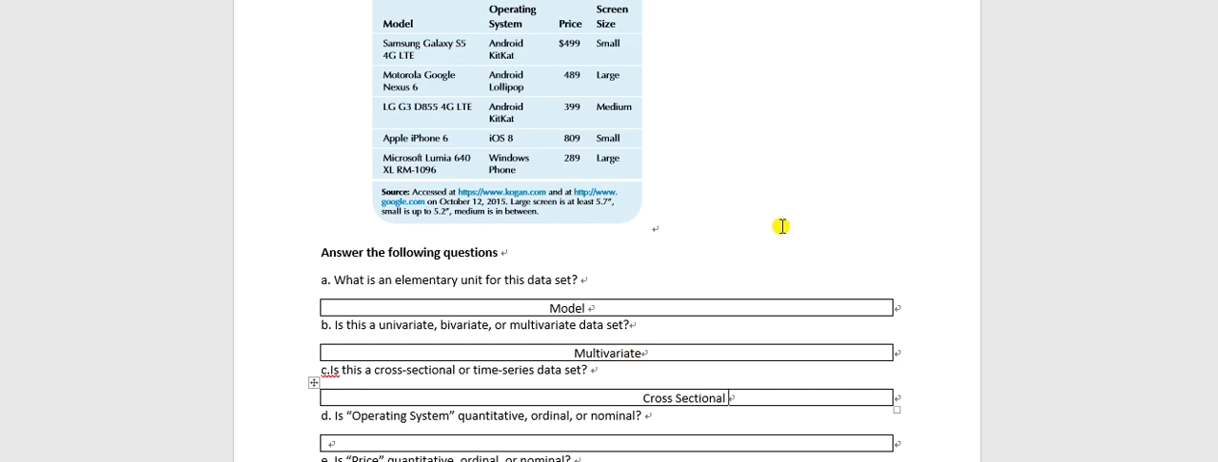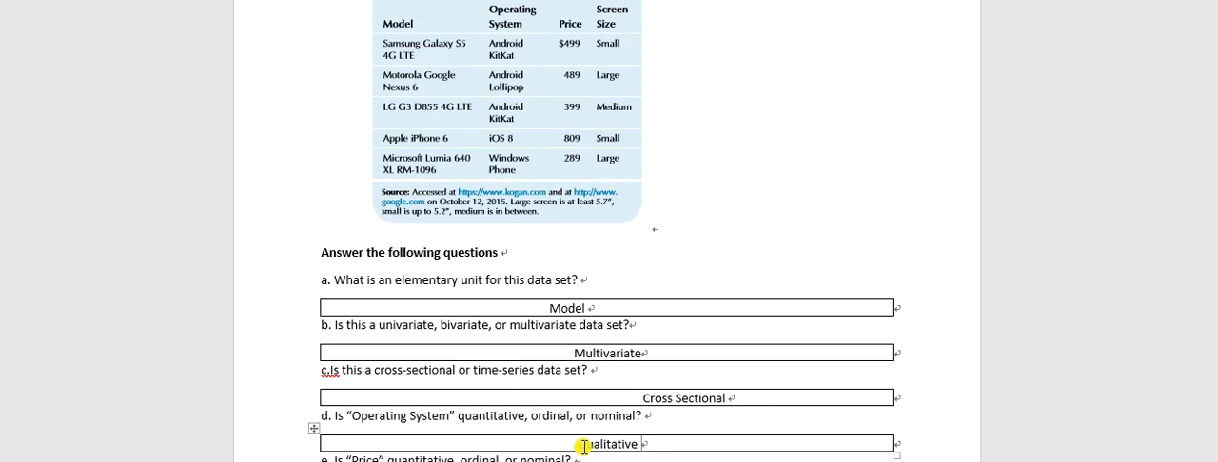Now, is operating system quantitative, qualitative, ordinal, nominal? What is it all about? In this case, I have to apologize because I put just quantitative here, but actually I was asking in general, what is it about? For operating system, we can say it is qualitative because it's a quality, the name of an operating system.